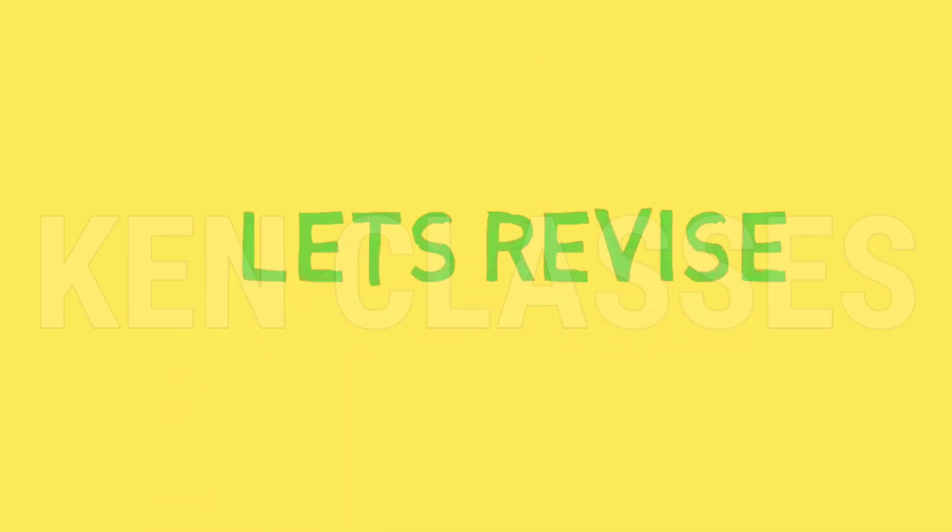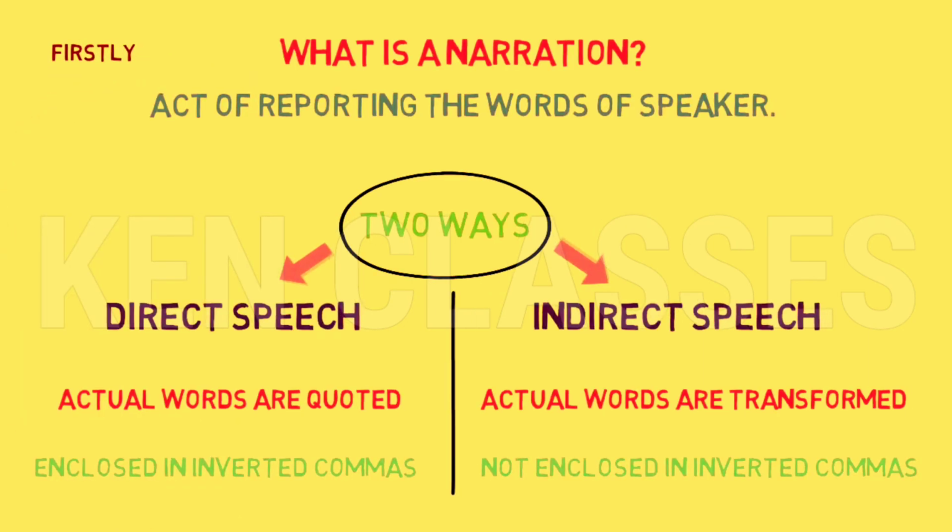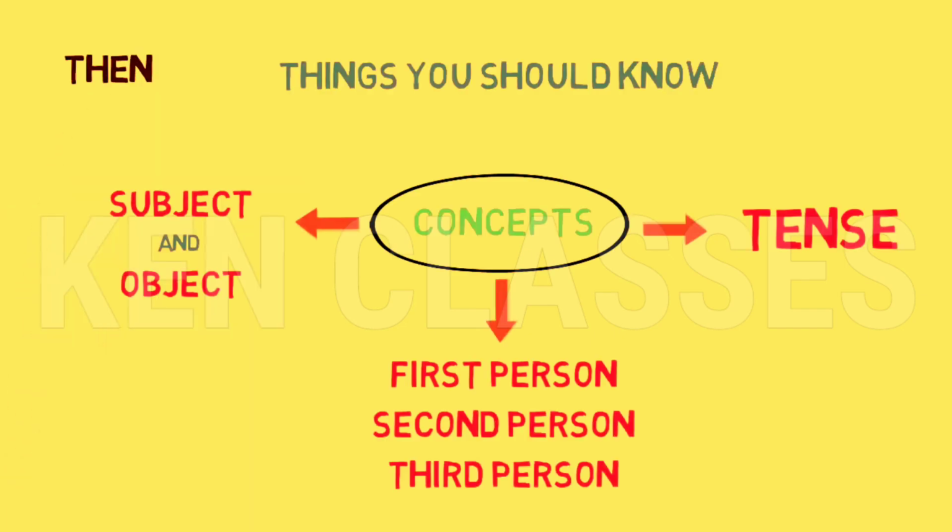Let's quickly revise what we learned in this lesson. Firstly, we learned what exactly is narration and its two types. Then we learned the three things that we must know before starting the conversion from direct to indirect speech. These are subject and object, first person, second person, and third person, tense of reported speech. And finally, we discussed the 6 steps to convert a sentence from direct to indirect speech.